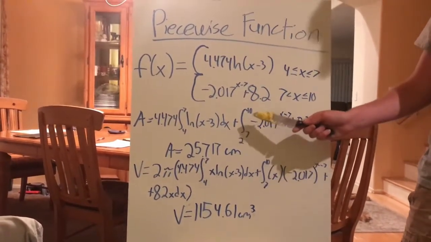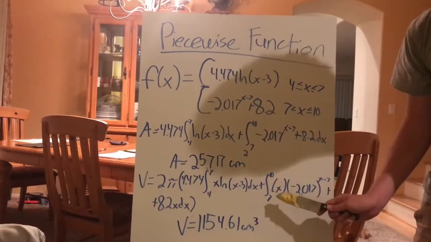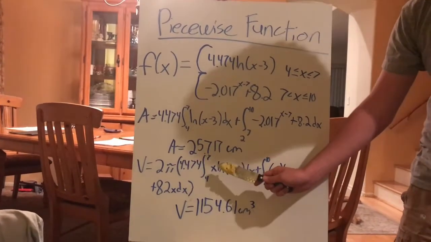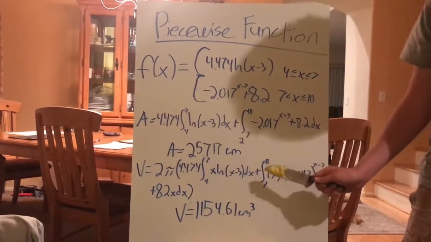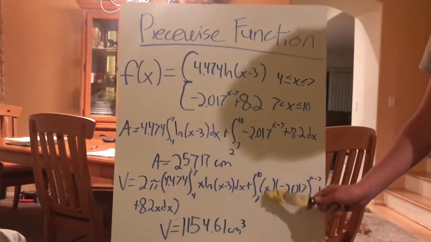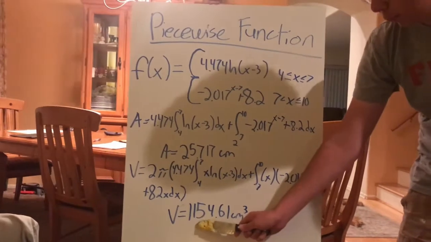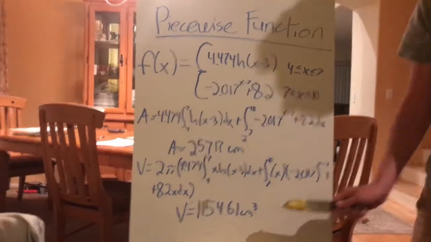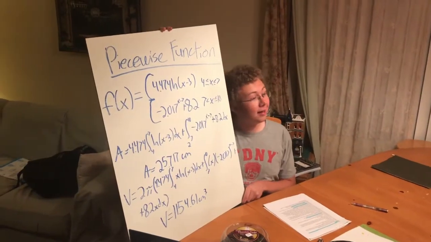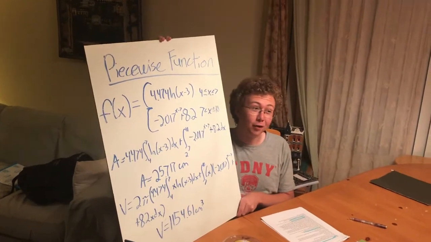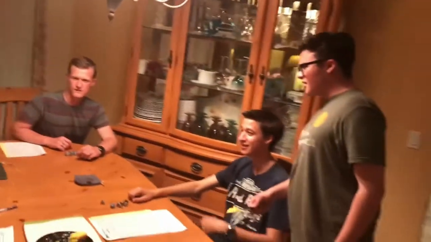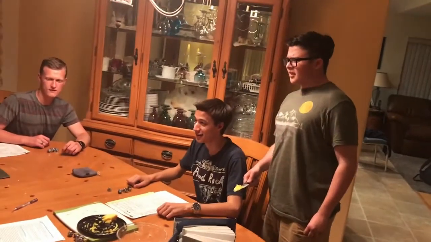Now, if we want to find the volume of the whole cake, we multiply x by both functions. Then we elaborate the integral of the first function from 4 to 7, then add it to the integral of the second function from 7 to 10, then multiply the whole thing by 2 pi, that gives us a volume of 1,154.61 cubic centimeters. Oh, did I say centimeters? I meant kilometers. Again!